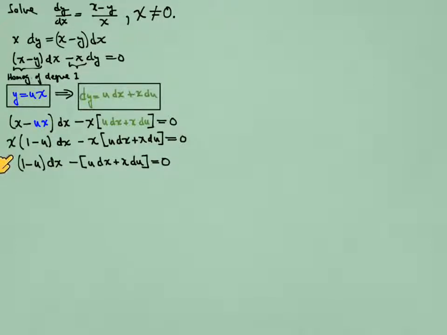Notice that's okay to do. I divided by x, and x is not 0. We've stipulated that ahead of time. So I'm not dividing by 0 by doing that.